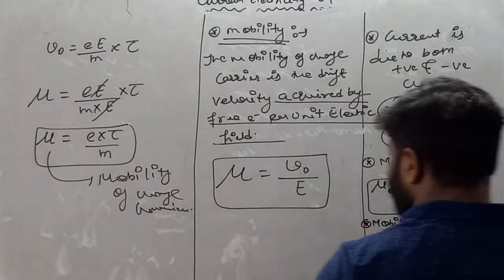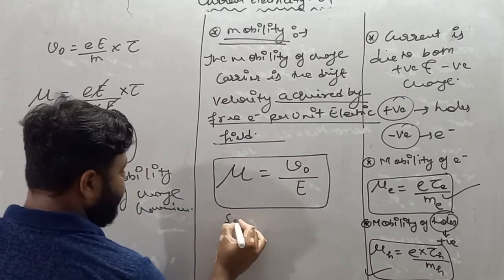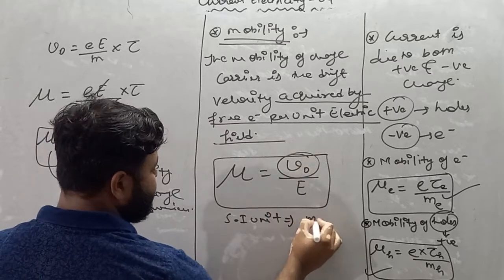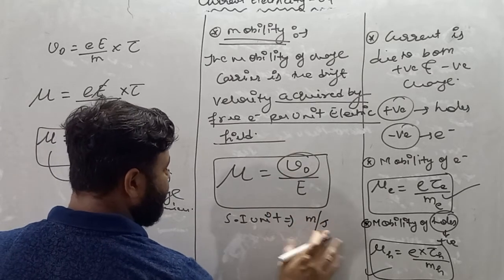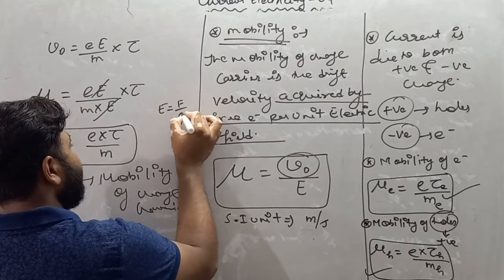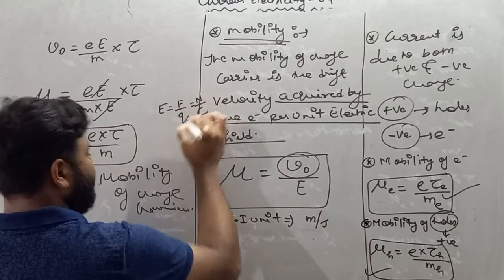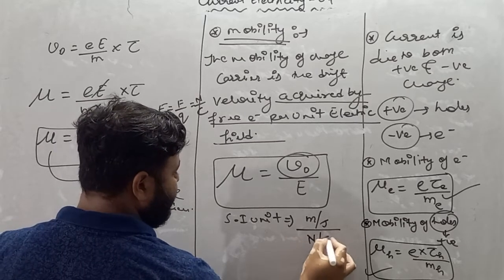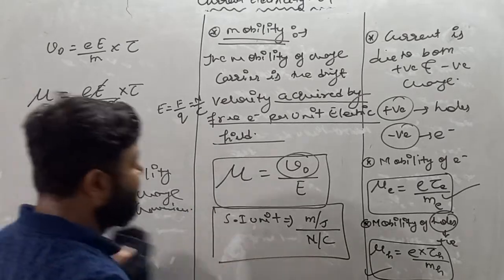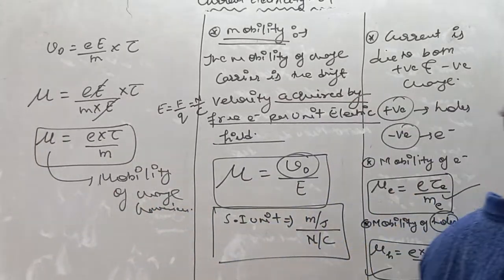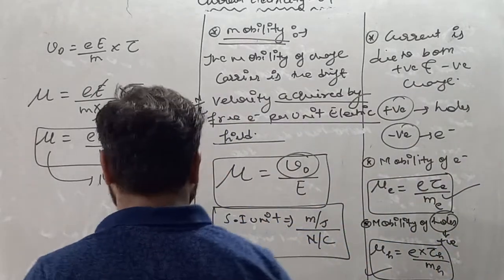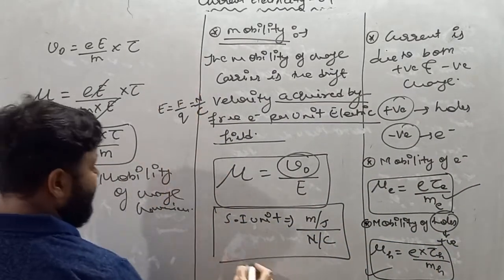Now if I am talking about its SI unit, the SI unit of mobility is basically drift velocity, which is meter per second, and electric field. We know that electric field is nothing but the force experienced by a unit positive charge, that is Newton per coulomb. So this is the SI unit of mobility, that is meter per second upon Newton per coulomb.